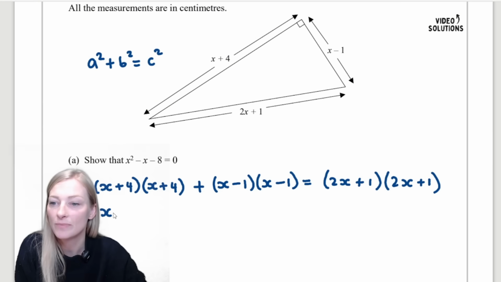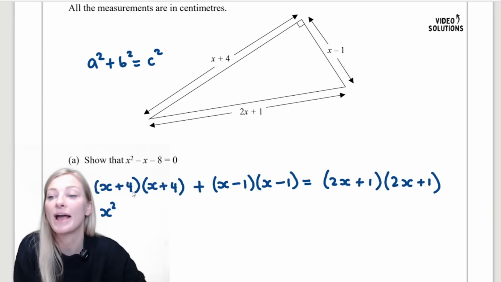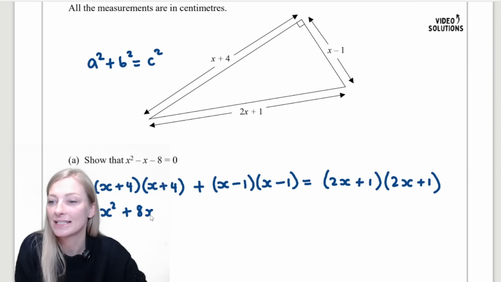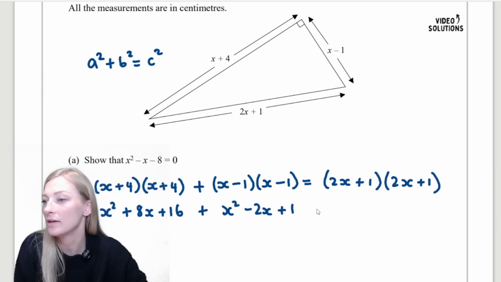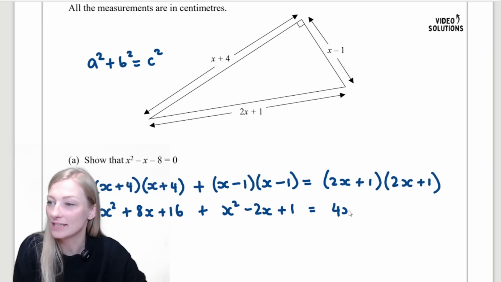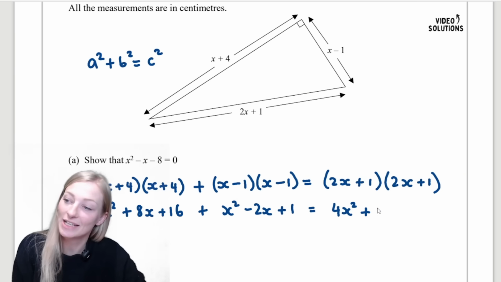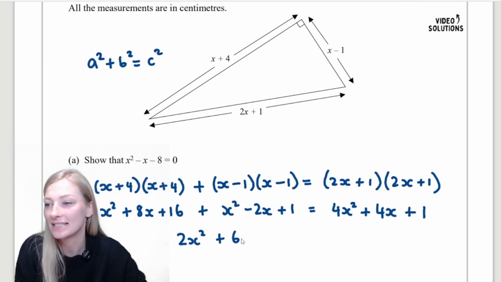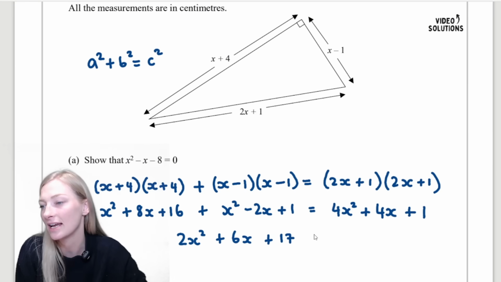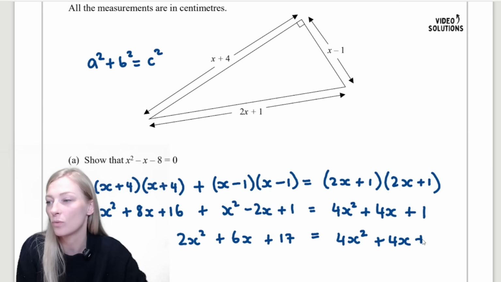Now expanding this out, I get x squared, I've got 4x and 4x, so 8x add 16, add, this one's going to be x squared minus x, so minus 2x, add 1, and then here we've got 4x squared, add 2x, so add 4x, add 1. Simplifying that left-hand side, I've got 2x squared, add 6x, add 17, collecting my like terms, and then still on the right, 4x squared, add 4x, add 1.